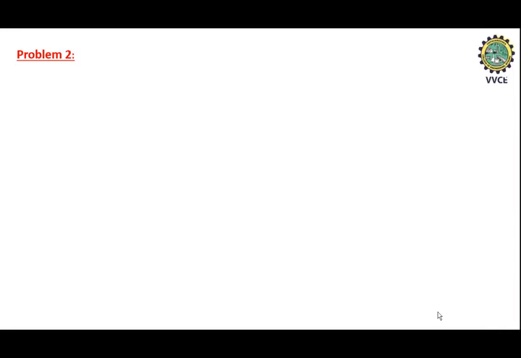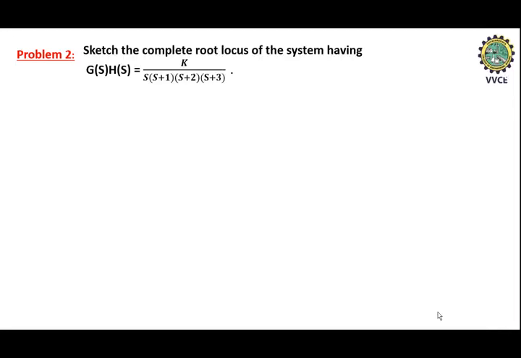Let us proceed with the next problem. Sketch the complete root locus of the system having G(s)H(s) equal to K divided by s into (s plus 1), (s plus 2), (s plus 3). So the open loop transfer function is given. We need to draw a root locus.